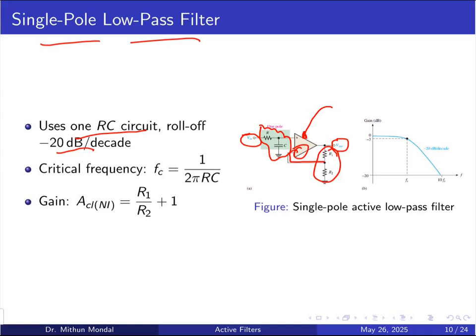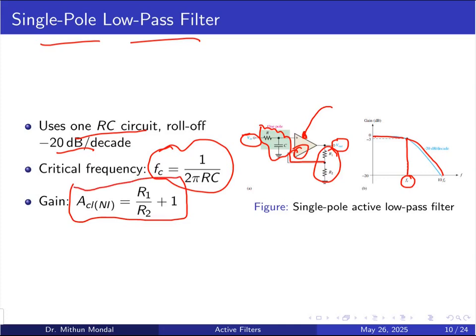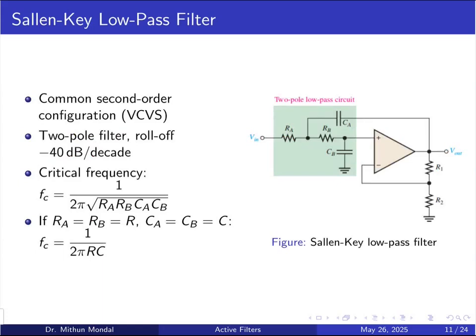So initially, up to the critical frequency, if you see the frequency response, it will be linear or flat, and then it will be falling with minus 20 decibel per decade. So the critical frequency is 1 by 2 pi RC, and the closed loop gain of the non-inverting case will be 1 plus R1 by R2 for the single pole low pass filter.